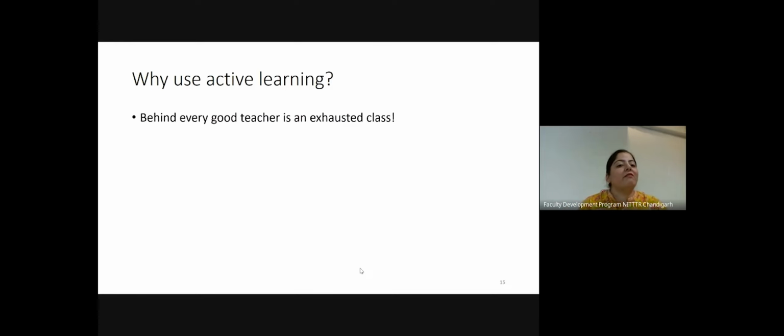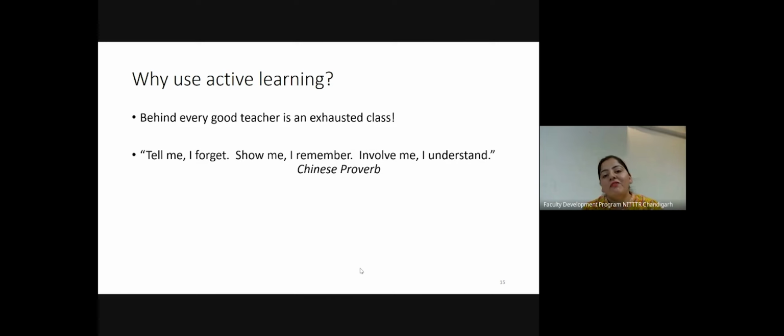So why do we use active learning? Behind every good teacher is an exhausted class. When you are preparing for a lecture, you are preparing it for yourself. Many of the students demand notes or the reference material to study on their own. So if we involve our students in different activity, chances are there, I'm not saying 100%, but chances are there students will be able to understand that information. A very famous Chinese proverb: tell me, I forget; show me, I remember; involve me, I will understand. So when the students are performing certain activity, they are more mindful as compared to listening to that information only.